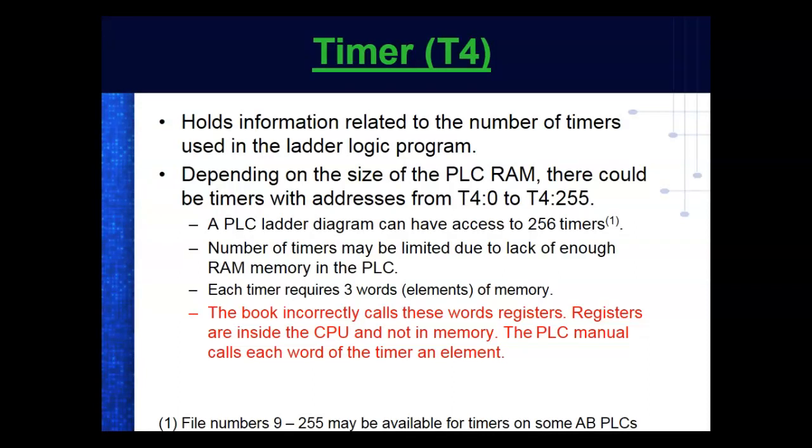Timers holds information relative to the number of timers used in a ladder diagram. Depending on the size of the PLC RAM or memory, there could be timers from addresses T40 up to T4255, which means we could have 256 timers. A PLC ladder diagram can have access to 256 timers, but we got a note. Some PLCs allow us to use data files 9 through 255 for additional timers, and of course the 1100 does.